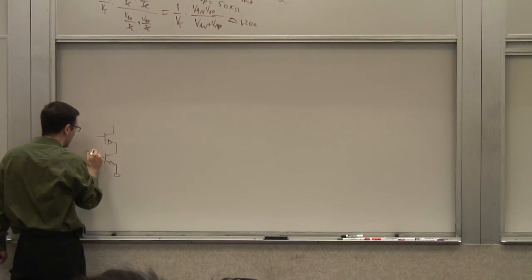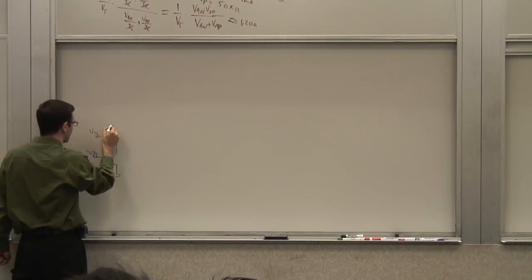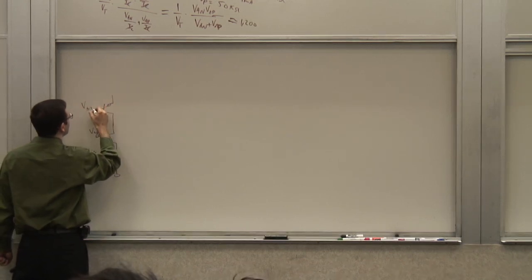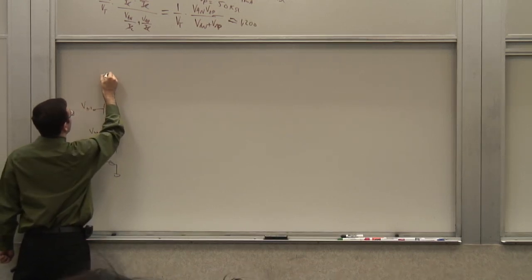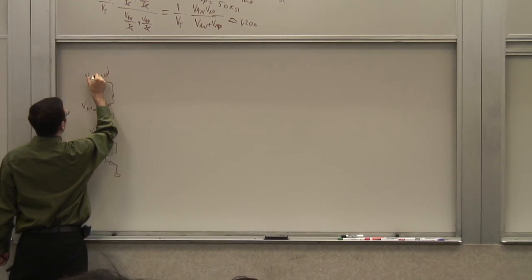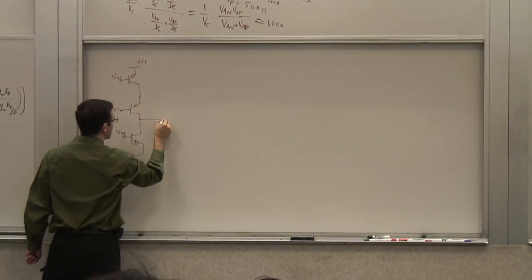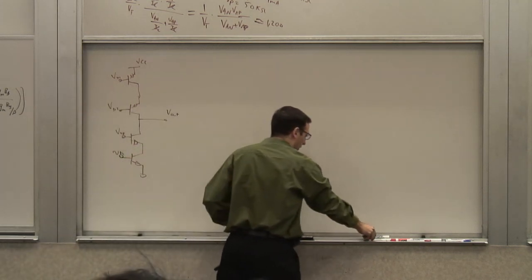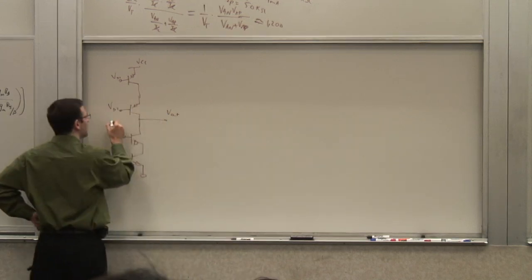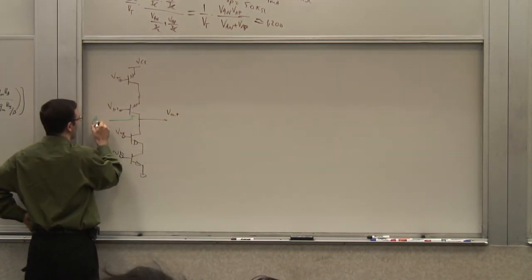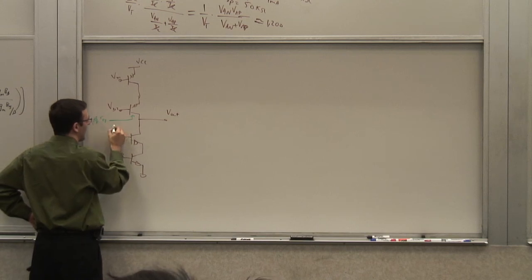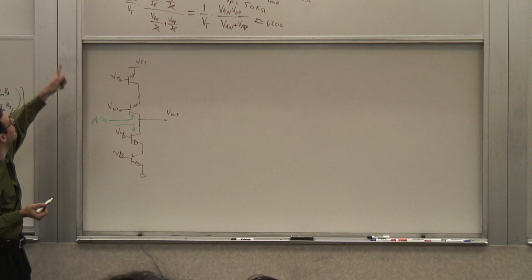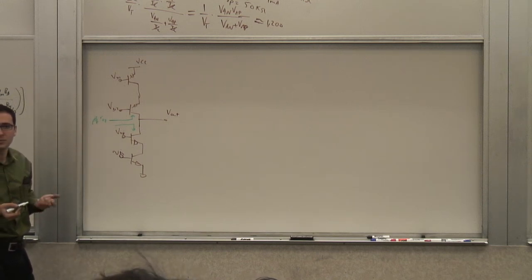So this is my input, Vin. This is V bias 1, well, let's call it V bias 3, V bias 2, V bias 1 and VCC. This is my output. So, first of all, what is the output impedance? Well, what is the impedance looking up? That doesn't change much. It's beta P RO P. And now the impedance looking down. It's like the one I had up there before. It's beta N RO N.